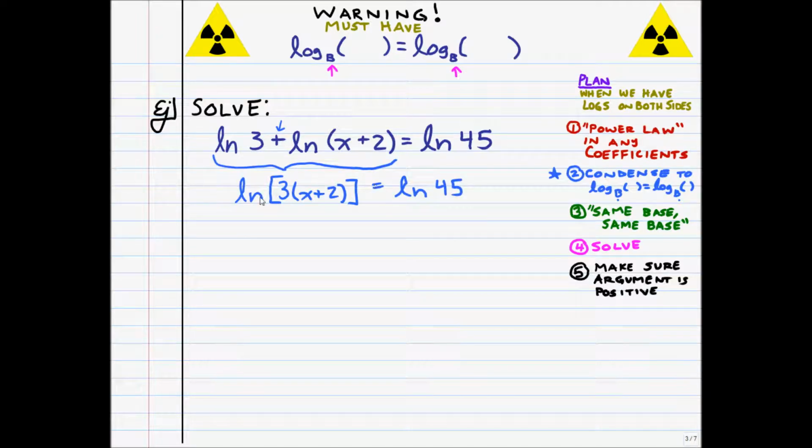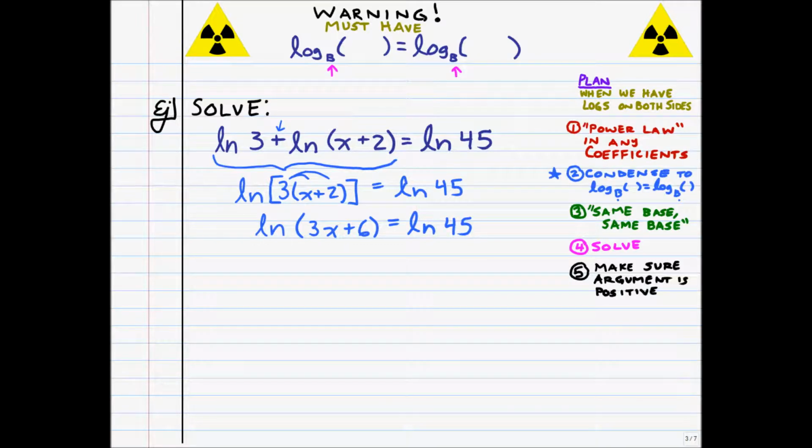So how does this work? Well, now we can go through and simplify this so that we can use that same base fact. And we're almost there. On the left side, once I distribute a little bit, we're going to get the ln of 3x plus 6 equals the ln of 45.